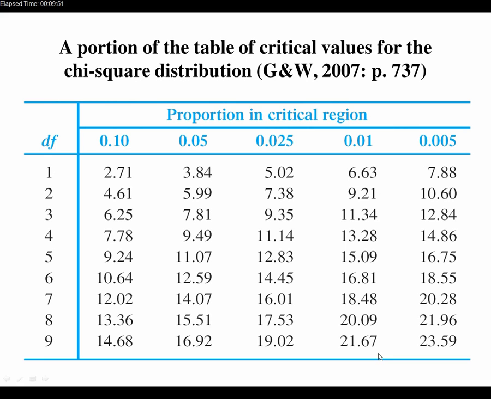Here's a portion of the table of critical values for the chi-square distribution. If you look in your textbook in the back on page 737, this is just the first few rows and columns of that table. This is what you use to determine, based on the degrees of freedom, what the proportion in the critical region is going to be. We'll talk about that a little more.